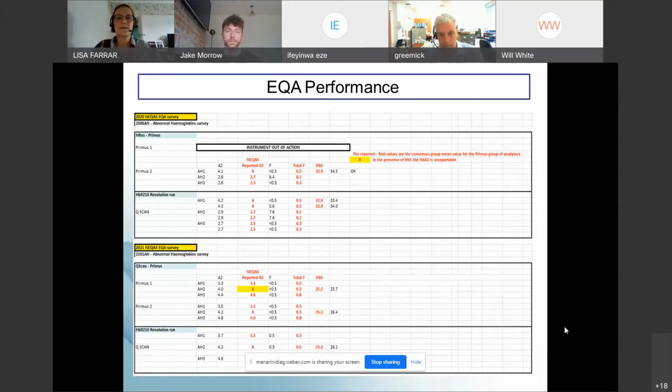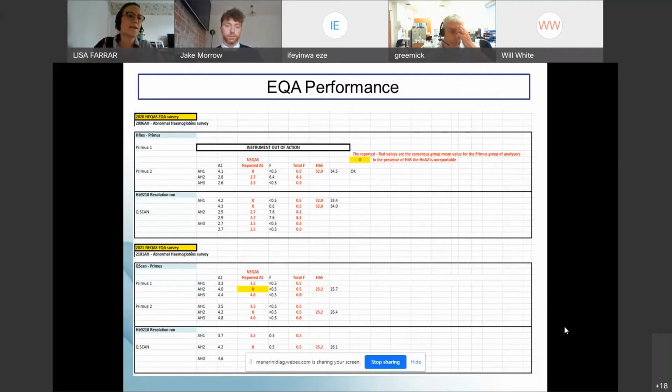So by doing the NEQAS EQA, we could identify that we had a problem that was out of consensus with the current UK analyzers that were being distributed. But by putting ourselves into a larger pool of Primus users in the US, we could see that the analyzer was performing within the correct criteria. So we actually allayed the problems that we had with that.